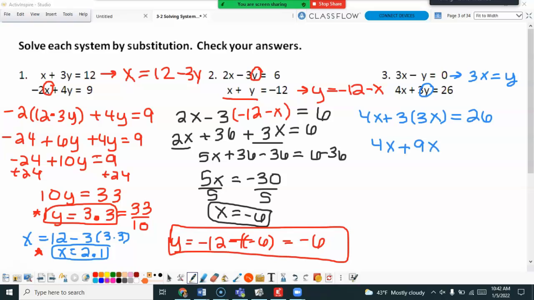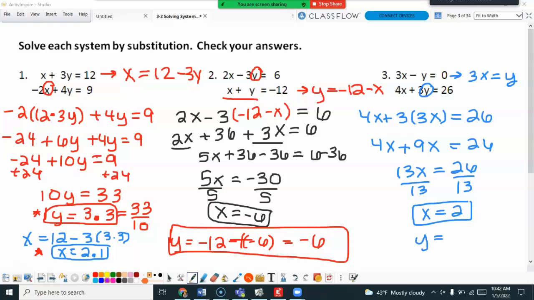So 3 times 3 is 9, so 4x plus 9x equals 26. 4 plus 9 is 13x. Divide both sides by 13, and x equals 2. Since x equals 2, y is equal to 3 times 2, or y is equal to 6. So again, 1, 2, and 3 all represent intersecting lines. These are independent systems with one solution. If I were to graph them, their graphs would intersect at those x and y values I found.